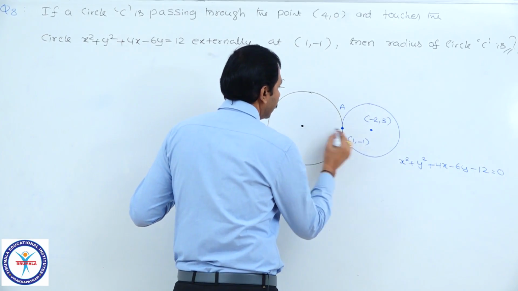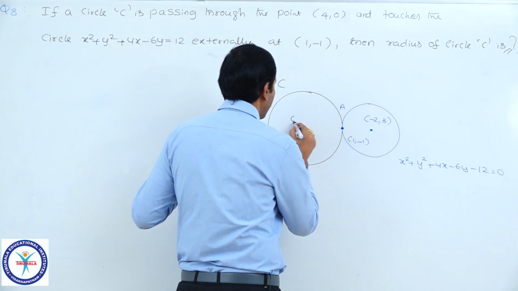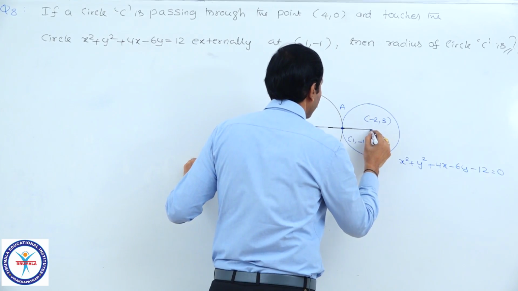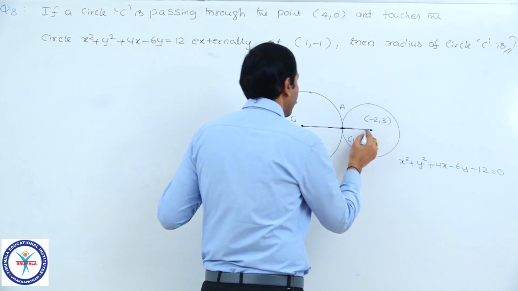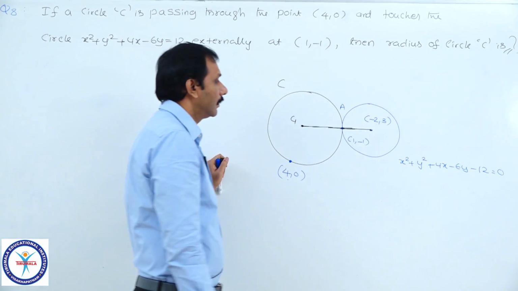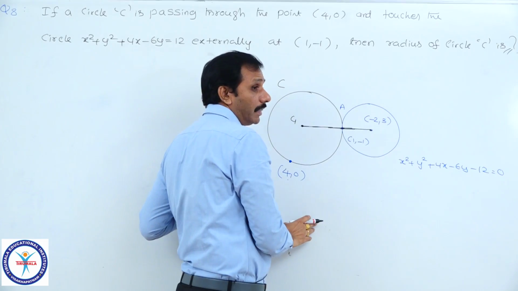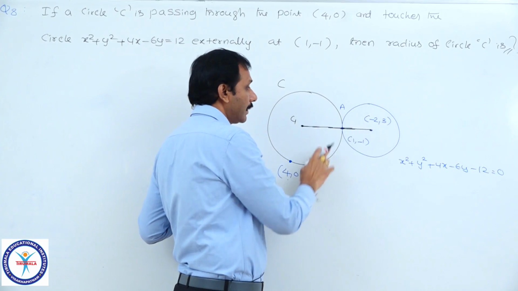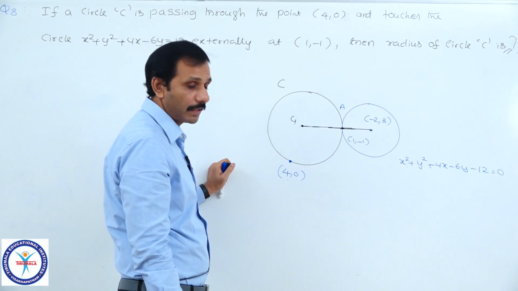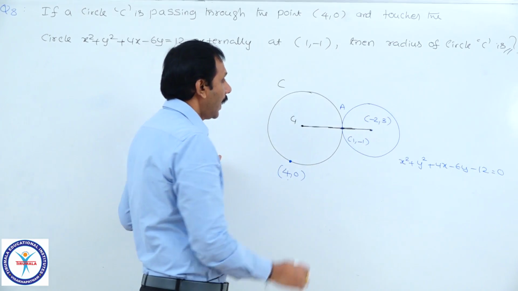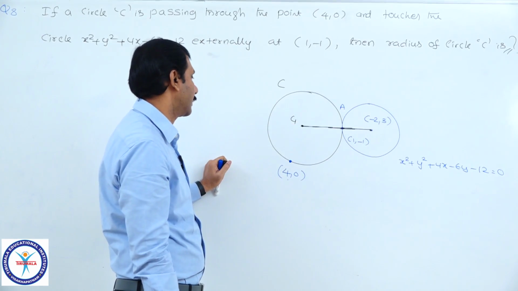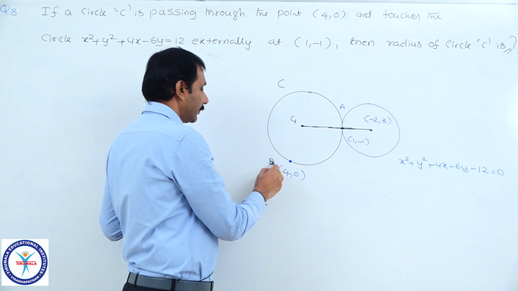If I join the point of contact and the centers, this line is always passing through the center of the circle only, because it is the point of contact. In the previous class we have seen that the line joining these two is passing through the center. I can find the equation of this line, and next I will take this as B.